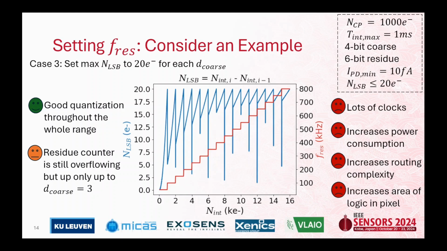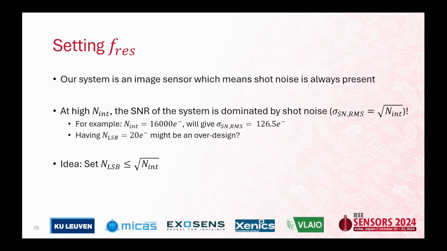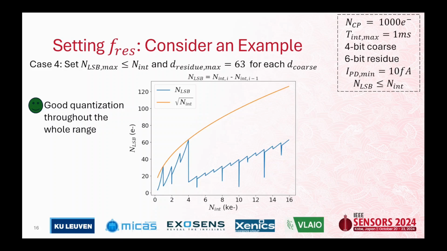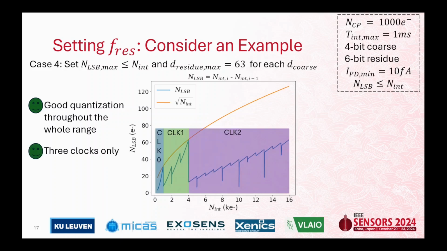Upon seeing this, we reminded ourselves in the thinking process that we are designing a conversion for an image sensor, meaning eventually our SNR will be dominated not by the read noise anymore, but at high input, we will be dominated by the shot noise, right? There's always shot noise in our SNR. So if you have a shot noise of, say, 100 or maybe 200, depending on your input electrons, having an LSB of 20 electrons or less might just be an over-design for our system. So we try to relax this specification such that the LSB will be less than or equal to that shot noise, right? That gave us this system here, where basically we have only 3 clocks. We didn't use the very exaggerated 16, but now we only have 3 clocks.